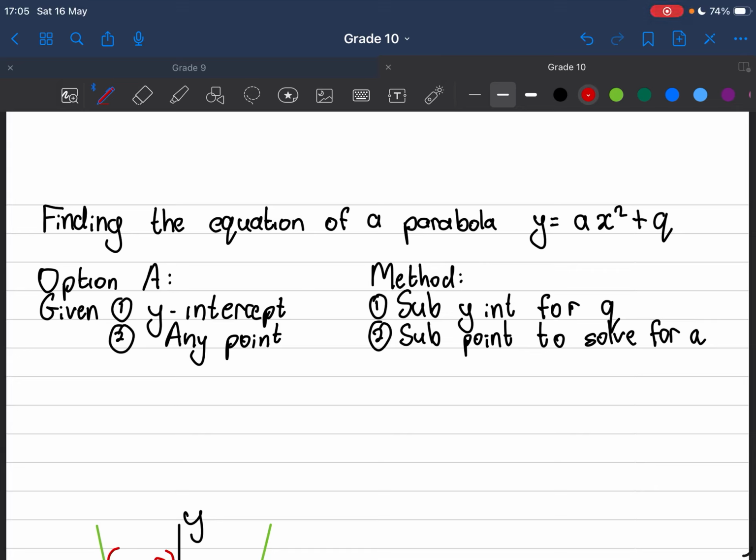We're going to talk about how to find the equation of a parabola. Now, at the grade 10 level, there are two main options based on what you are given. But regardless of what you're given, at the end of it, you should have an equation that looks like this. The end goal is eventually to get the value of a and the value of q. However, the way it's achieved is different.